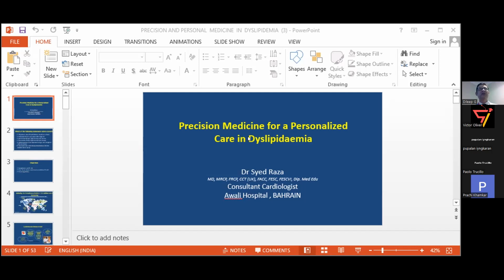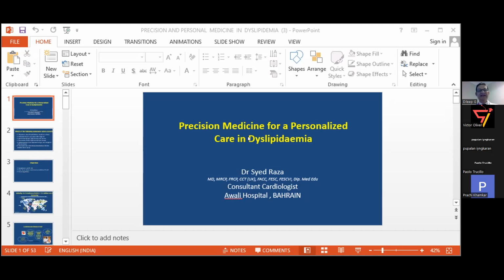If you convert it into millimoles, it will be more than 4.9 millimole per liter. Or they are diabetic, between the ages of 40 to 75, with an LDL cholesterol level of 70 to 189 milligram per deciliter, and their estimated 10-year atherosclerotic cardiovascular risk is more than 7.5%. Then there's another category of diabetic patients with similar parameters, but the calculated risk is less than 7.5%.